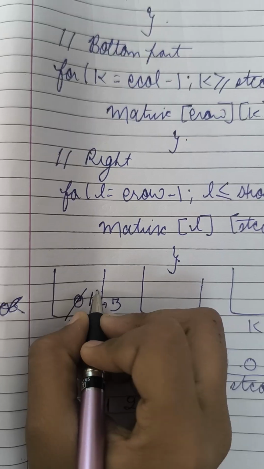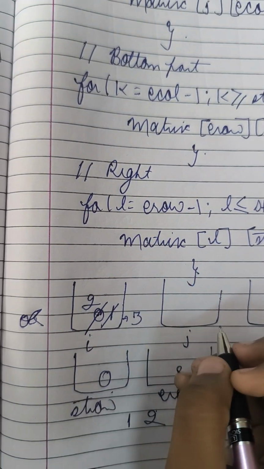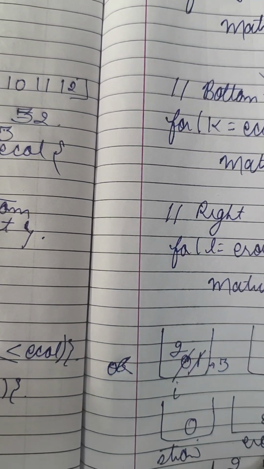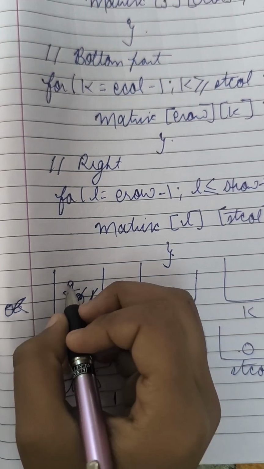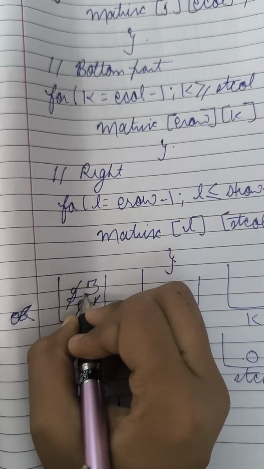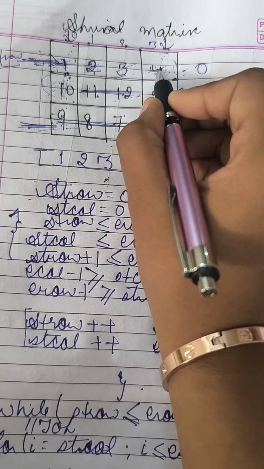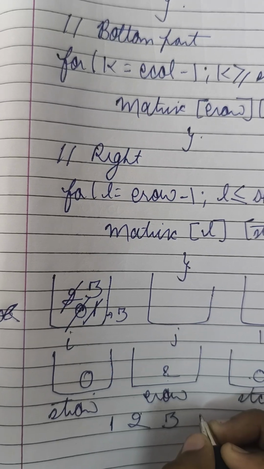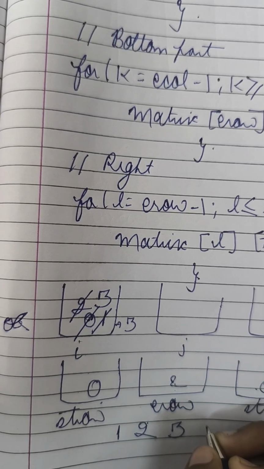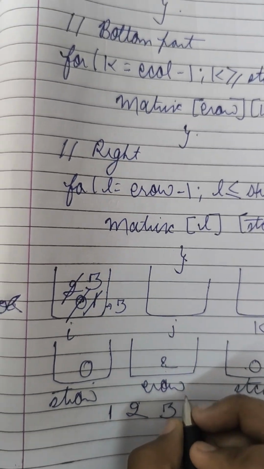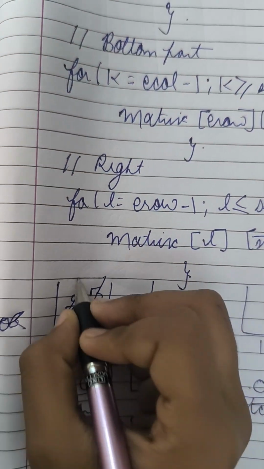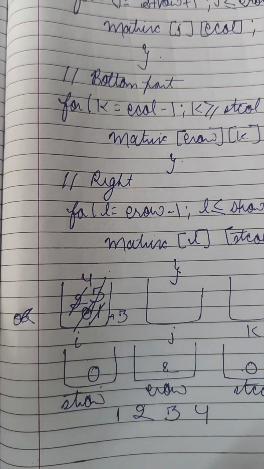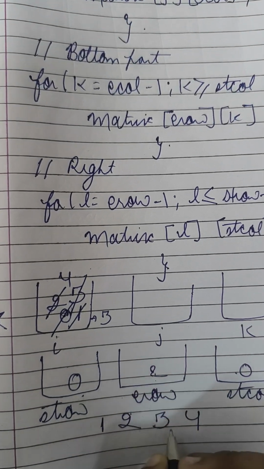Now moving ahead, it becomes 2. So 2, 3 is going to be printed. Then it becomes 3, so 4 is going to be printed, because of the condition we applied, starting column smaller than or equal to ending column. So 1, 2, 3, 4. Now when it becomes 4, the loop exits because it didn't fulfill the condition. So we got the top elements, which are 1, 2, 3, 4.